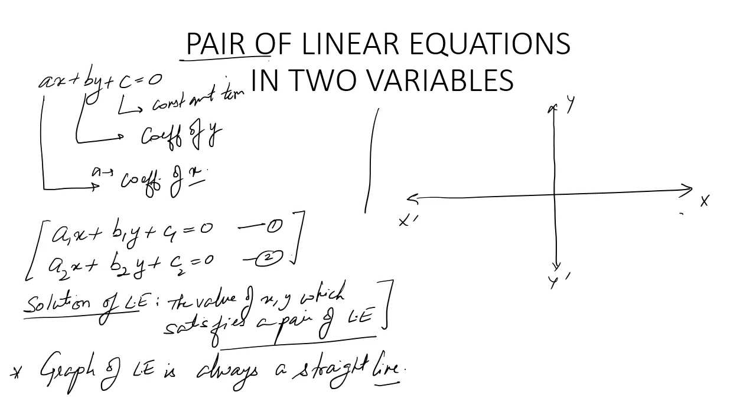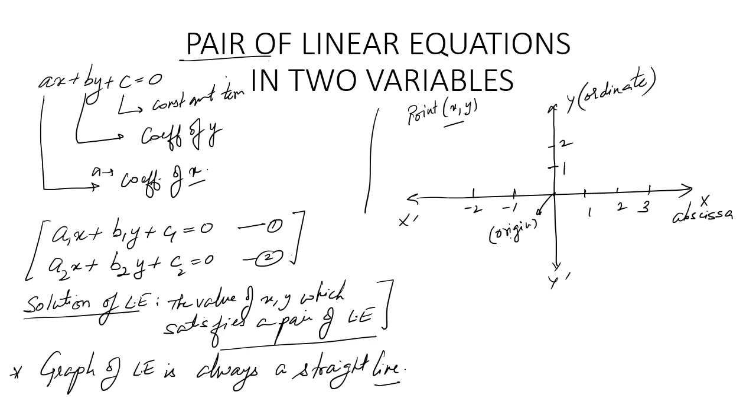This is x-axis. It is also called abscissa. This is y-axis, ordinate. And this is the point origin. And we'll be writing any point as x comma y. Okay, this is positive side of x-axis. 1, 2, 3. And this is negative x. This side is positive y and this is negative y. Minus 1, minus 2.